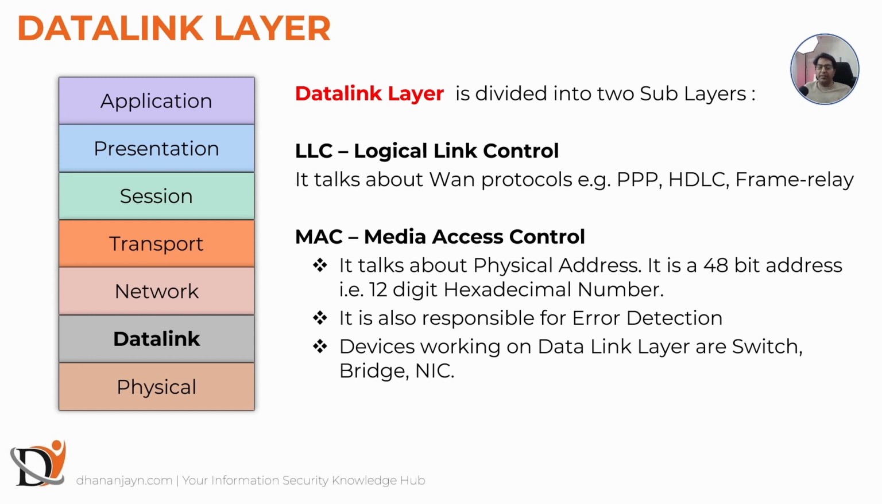And MAC, this is nothing but media access control. It talks about the physical address. It is a 48-bit address, that is nothing but a 12-digit hexadecimal number. So friends, it is responsible for error detection, and devices working on the data link layer are switch, bridge, and network interface card.